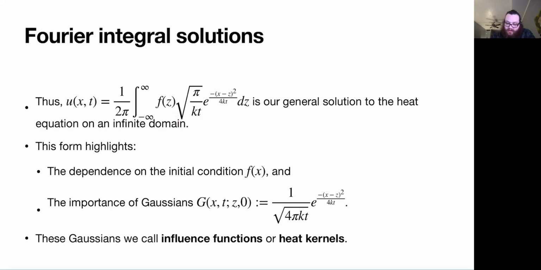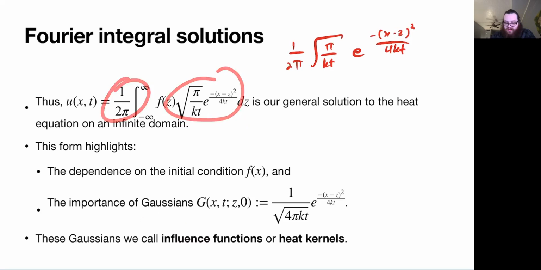One thing to note is that 1 over 2 pi times the square root of pi over kt, e to the minus x minus z squared over 4kt, the expression involving this and this, the 1 over 2 pi in front, we can rewrite as 1 over square root of 4 pi kt. The 4 comes from wanting this term under the square root, and 2 squared is 4. We have a pi in the denominator, root pi on top.